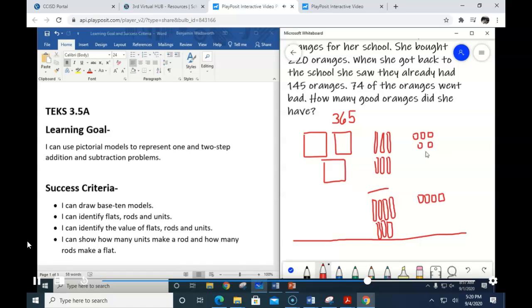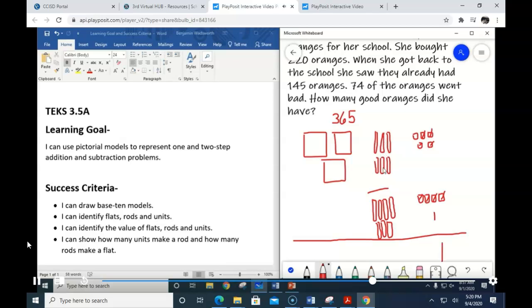So 5 is up top, 4 is below. Can we take 4 from 5? Yes, we can. Easiest way to do it is mark out 1 to 1, right? 1, 2, 2, 3, 3, 4, 4. Leaves us with 1 unit. So we're going to bring that down, okay?